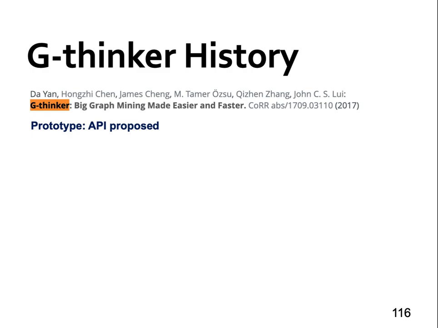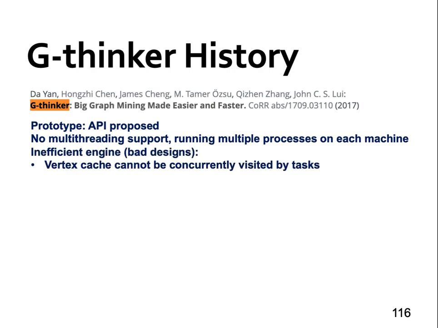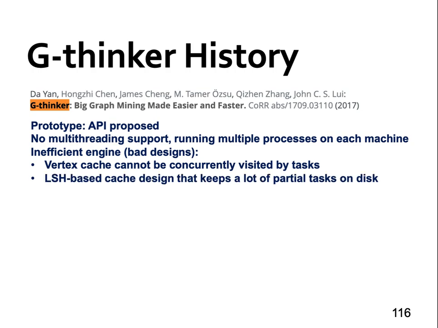Here is a brief history of our G-thinker system. G-thinker was originally a prototype where we proposed a vertex pulling-based subgraph API. But as a prototype, the execution engine is just to make things work, and it does not even have multi-threading support. It also has flaws. For example, tasks access vertices in a bulk synchronous parallel manner. And to reduce memory overheads, subgraphs are saved to disks, but a bad task scheduling strategy leaves many subgraphs on the disks, leading to an expensive I/O cost.